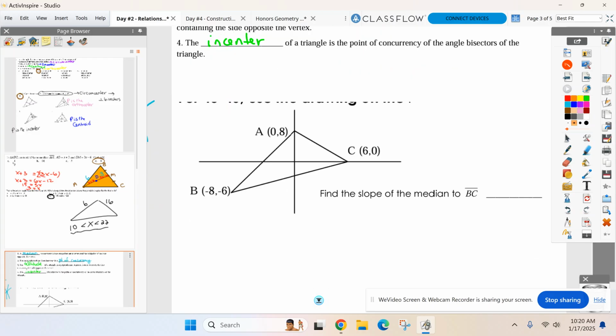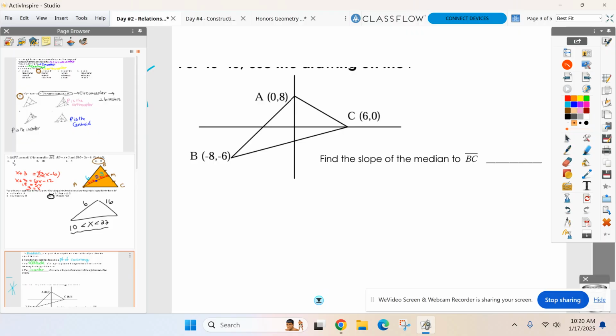Oh, I love this one. Find the slope of the median to BC. Find the slope of the median when I draw it to BC. All right, forget the slope part. Can we talk about the median to BC? So it's got to come from A, agreed? And if it's a median, where's it going to go on BC? To its midpoint. So the first thing we need to figure out is what that midpoint is.